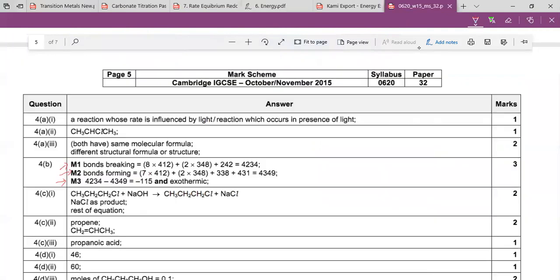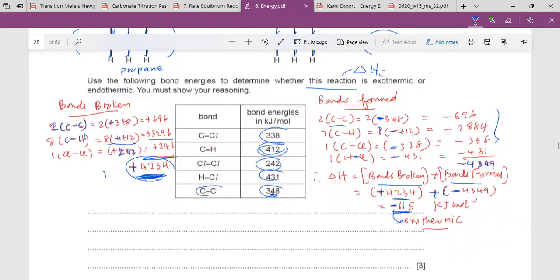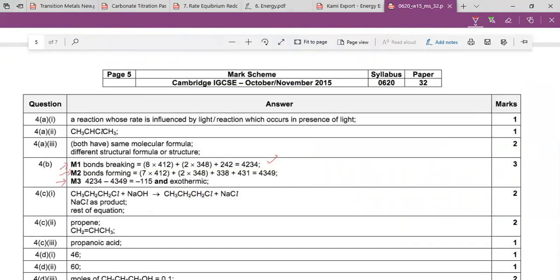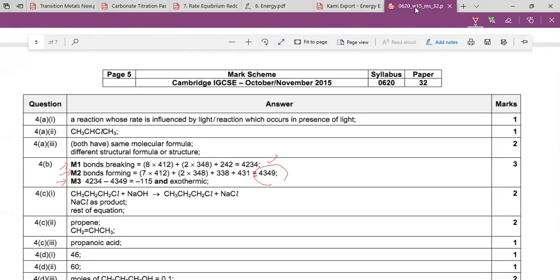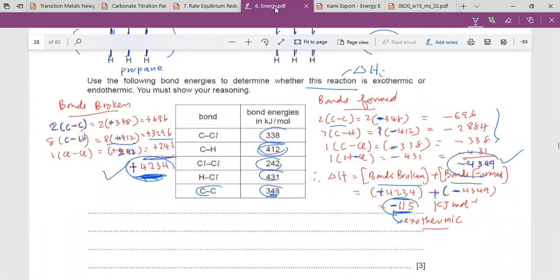Now look at the marking scheme. You put all these things here, 4234, check, 1 mark. Bonds formed, 4349, it should be negative, check, 1 mark. The third mark is the minus sign and exothermic, 1 mark.